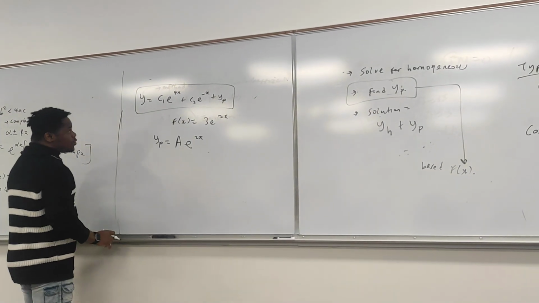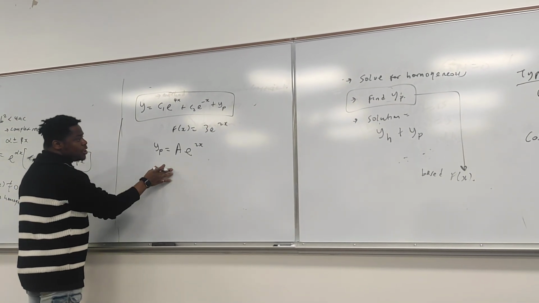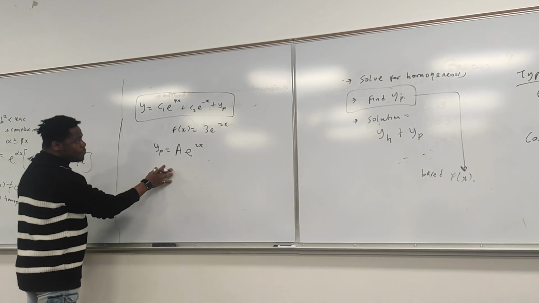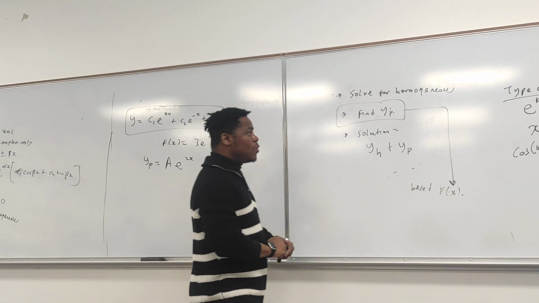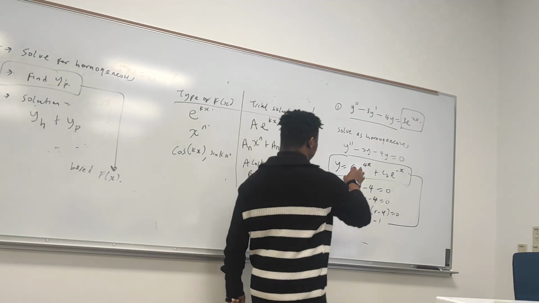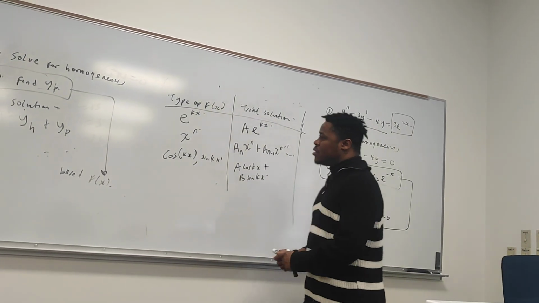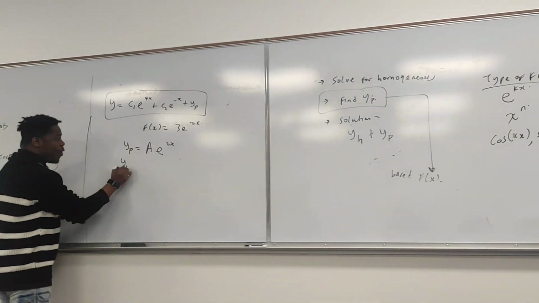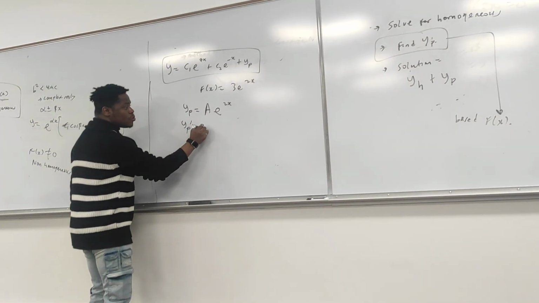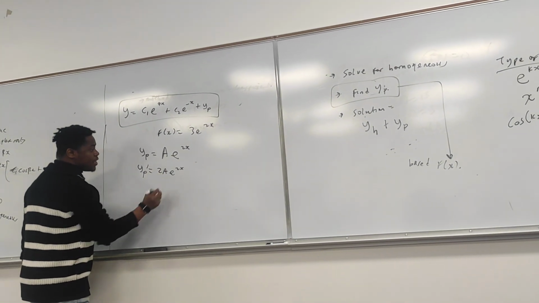So what you need to do is find yp prime and yp prime prime and plug them into this equation here. That's what you need to do. So our yp prime becomes 2a exponential 2x.